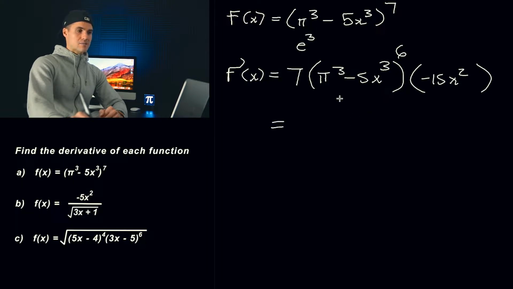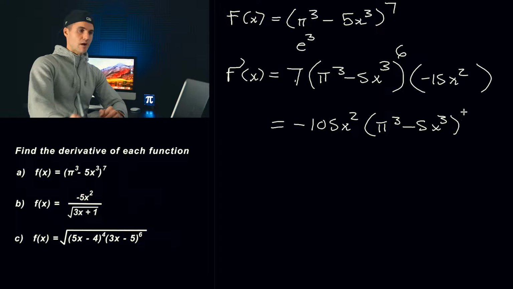And then to simplify this, we could just take 7, multiply it by negative 15x squared, which would end up being what? Negative 105x squared. I'll put that in the front. And then we have pi cubed minus 5x cubed to the power of 6, like that.